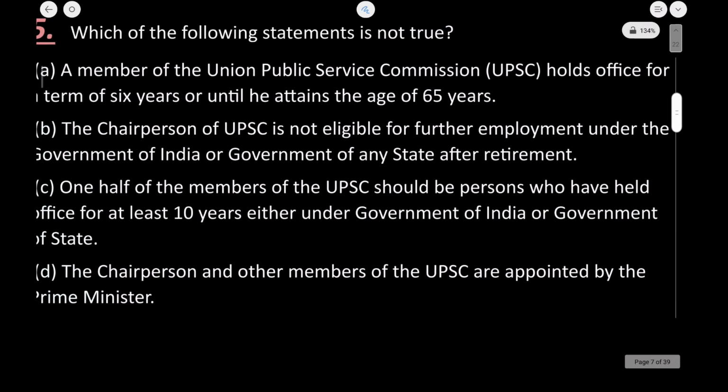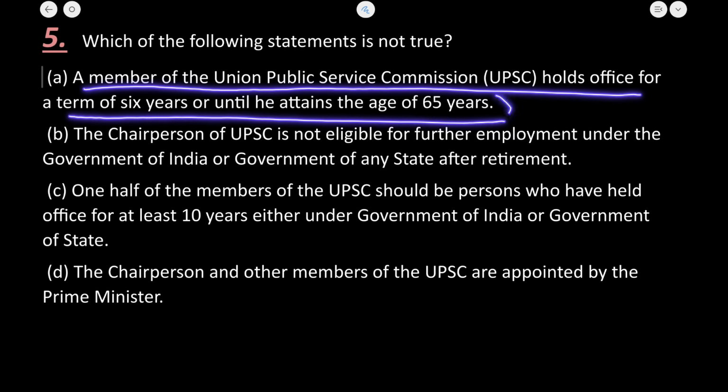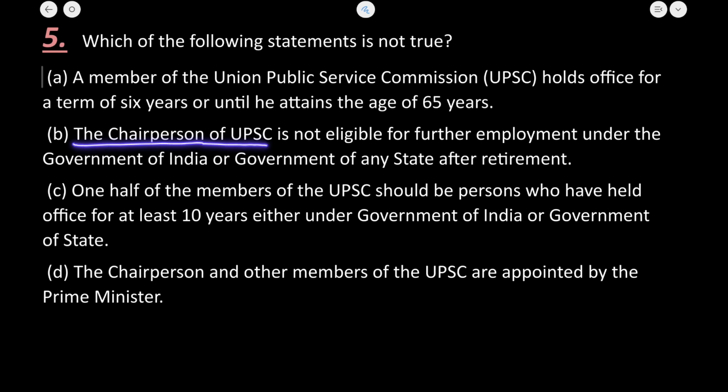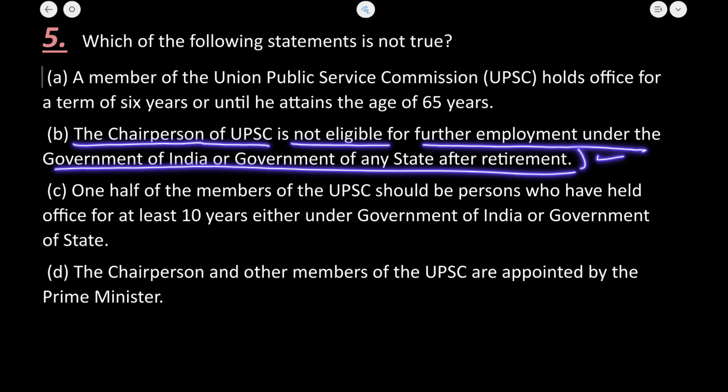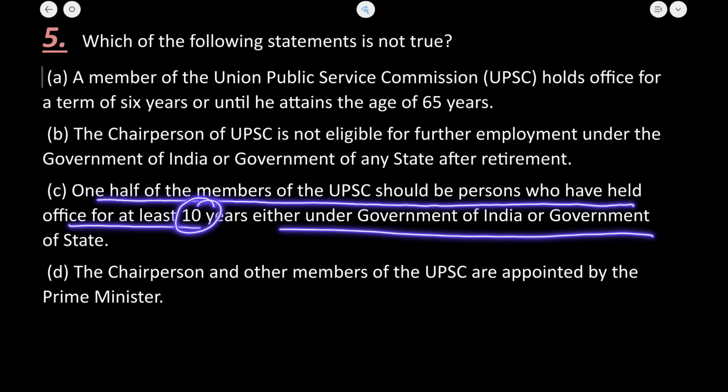Next is, which of the following is not true? Let us see the not true statement here. A member of the UPSC holds office for a term of 6 years or until the age of 65 years, whichever is earlier. Yes, 65, this is in the clause. A statement is correct. The chairperson of UPSC is not eligible for further employment under Government of India. Yes, one half of the members of UPSC should be persons who have held office for at least 10 years, either in the Government of India or Government of a State. Yes, this is absolutely true.